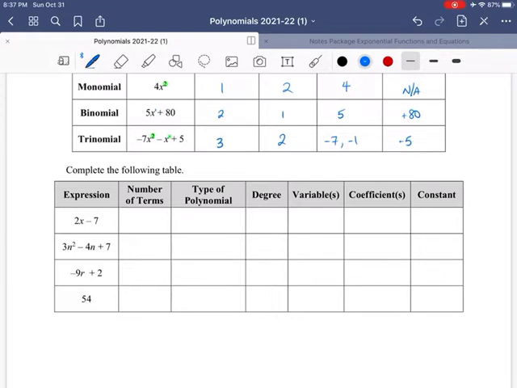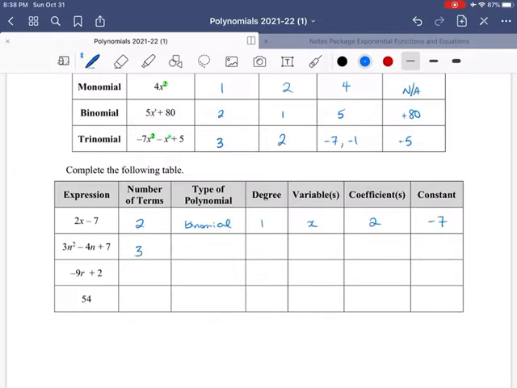All right, so in this case, we have two terms. That means it's a binomial. The degree is 1. The variable is x. The coefficient is 2. And the constant is negative 7. Hopefully you put that negative sign there. It's not a positive 7. It is a negative 7. So we need to tell the person reading the chart that it is negative 7.